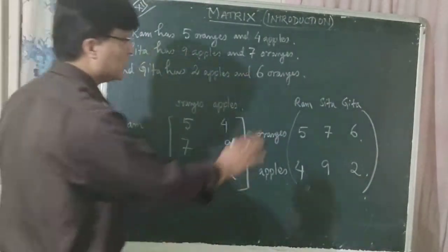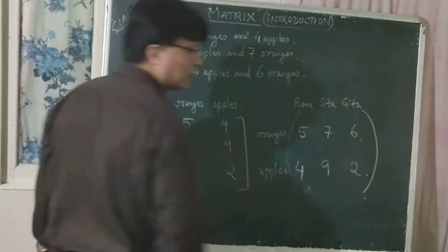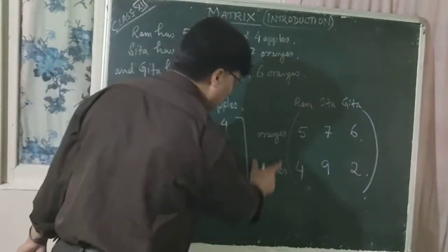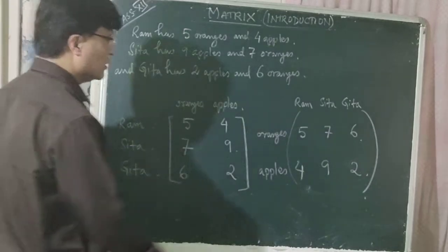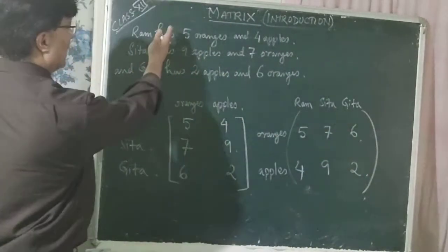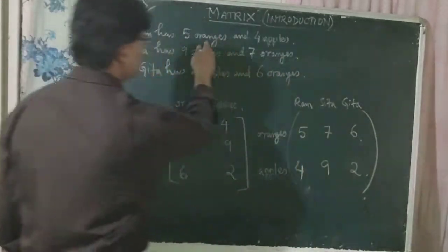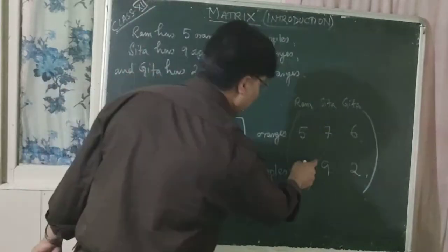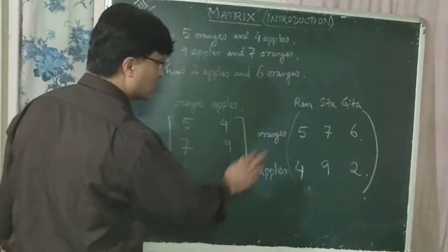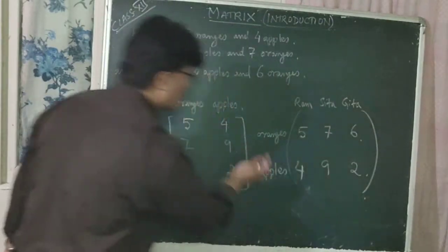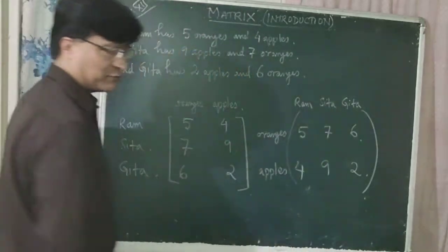So we can write Ram, Sita, Geeta in the horizontal position, and you can have the name of the fruits in the vertical direction. Okay. So this is another way of representing these sentences. This is the quick way of representing these sentences. Looking at this matrix notation, you can easily say how many apples Geeta has. Geeta has 2 apples, like that. Okay. So this is the matrix.